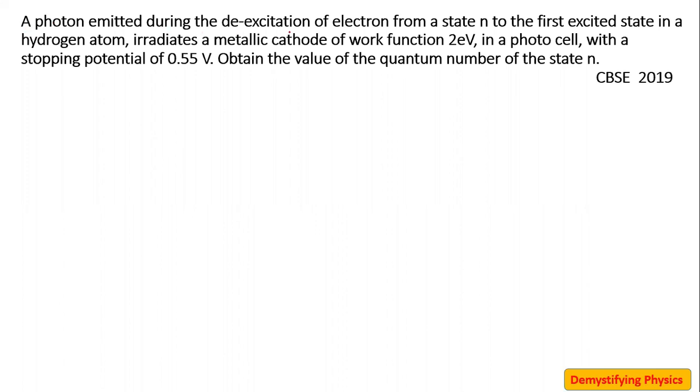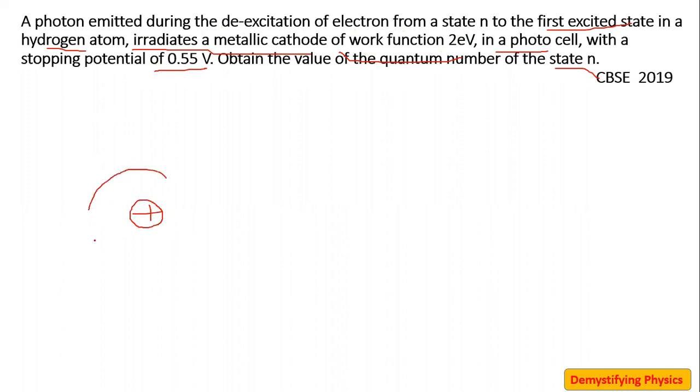A photon emitted during the de-excitation of an electron from a state n to the first excited state in a hydrogen atom irradiates a metallic cathode of work function 2 electron volt in a photocell with a stopping potential of 0.55 volt. Obtain the value of the quantum number of the state n. Now see what the question is saying.